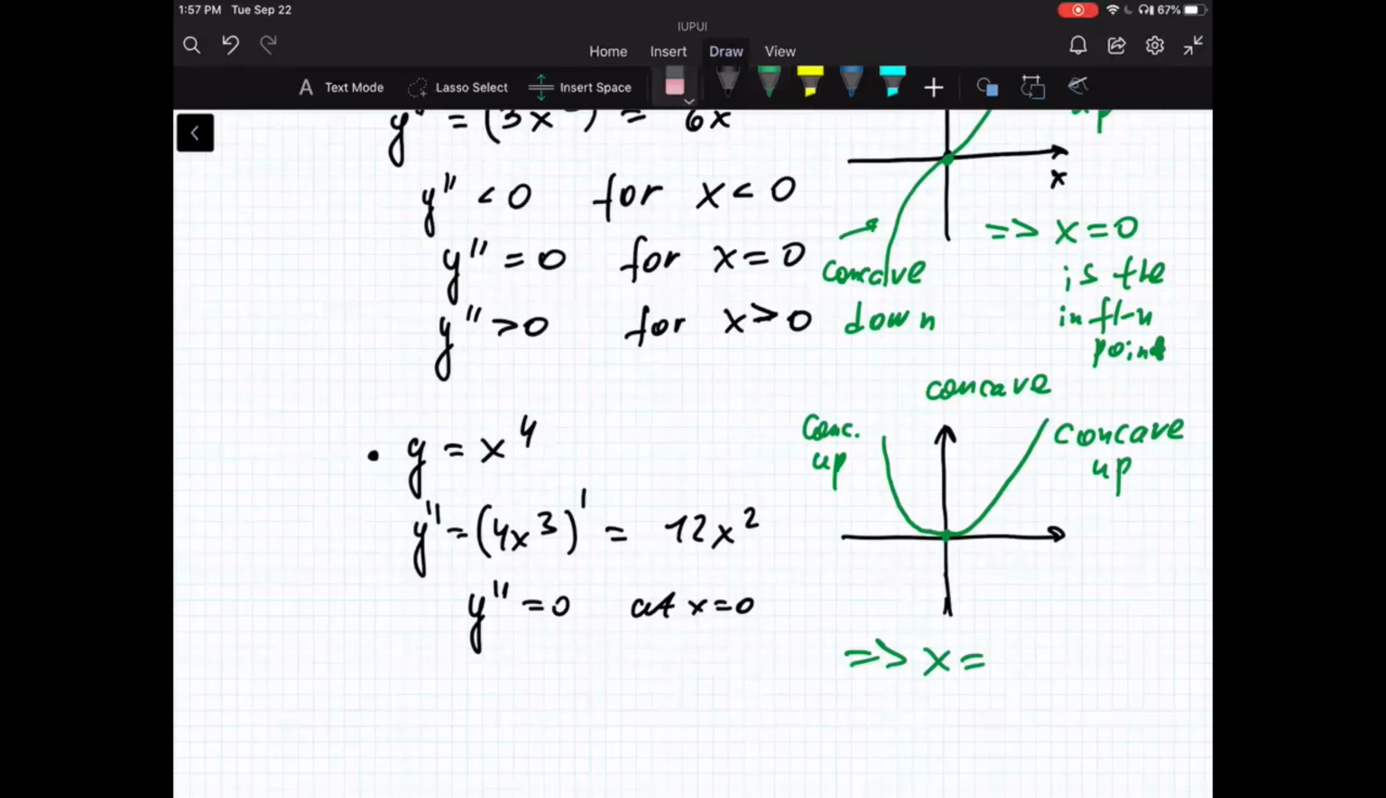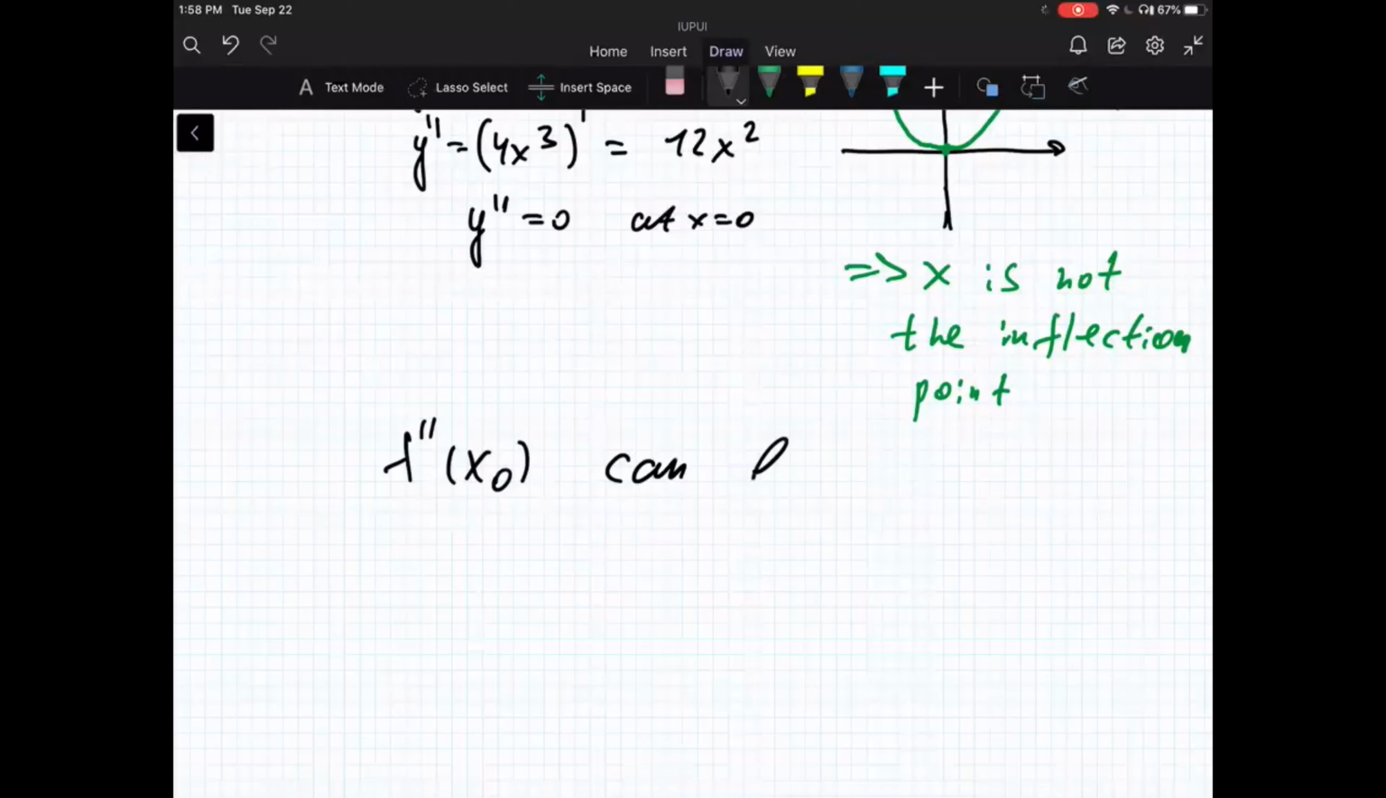And one more thing, as we have seen with the first derivative, the second derivative at some point can be not defined.